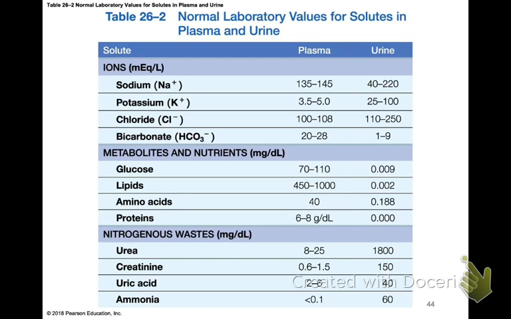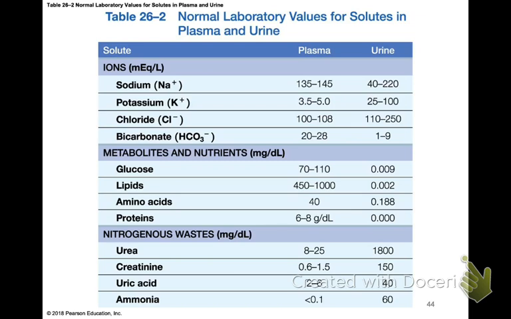All right, metabolites. Glucose, 70 to 110 in plasma, almost none in the urine. Lipids, almost none in the urine. Amino acids, almost none in the urine. Proteins, none. These organic nutrients are not going to be lost in the kidneys. You're going to reabsorb all or almost all of them.